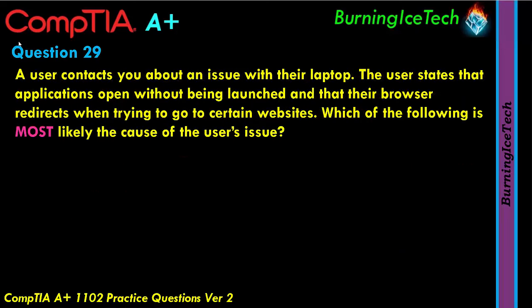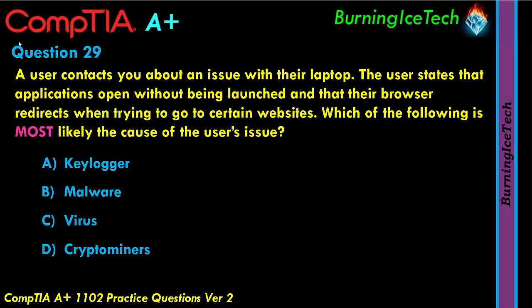Question 29. A user contacts you about an issue with their laptop. The user states that applications open without being launched and that their browser redirects when trying to go to certain websites. Which of the following is the most likely cause of the user's issue? Alright, so every time this user tries to go to websites, it just redirects them to certain websites. That's not so nice. Now, it's not a keylogger, because a keylogger is just going to track what they're doing. It's going to record the keystrokes, it just spies on them, but it does not redirect you to certain sites.